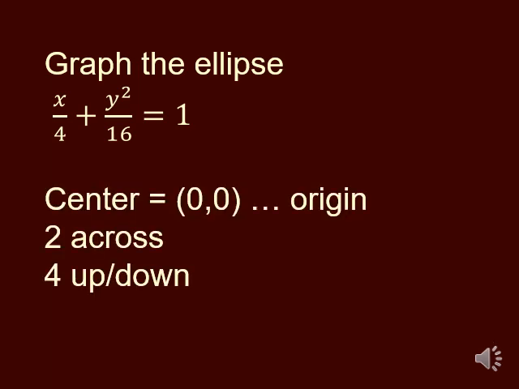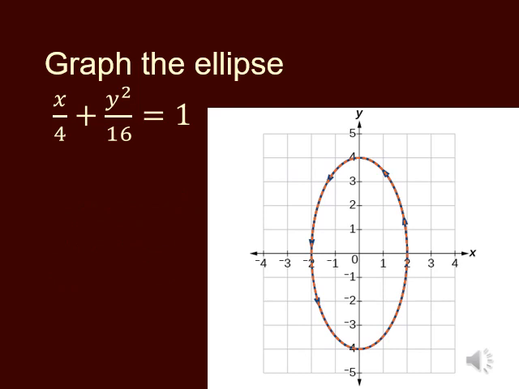So hopefully you can figure out that the center is going to be at the origin, (0, 0). Now when you look at those numbers on the fractions, it is important that if the bigger number is under x, it's going to be short and fat. If the bigger number is under y, you're going to have a tall, skinny ellipse, and that's what this one actually is. We're going to go 2 to the left and right, and 4 up and down, because those are the square roots of the numbers on the bottom. And so here's the basic shape we'd get from this ellipse. Again, center at (0, 0), go across 2 from that center, go up and down 4.